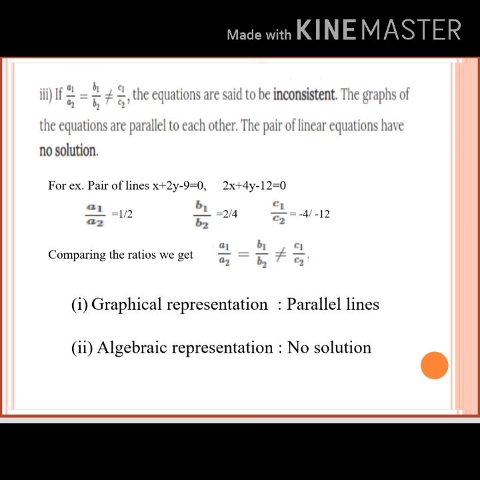Let us take an example for that: the pair of lines x plus 2y minus 9 equals 0 and 2x plus 4y minus 12 equals 0. So a1 upon a2 is 1 by 2, b1 upon b2 is 2 by 4, that is also 1 by 2, and c1 upon c2 is minus 9 upon minus 12. Now comparing the ratios, we get a1 upon a2 equals b1 upon b2, but that is not equal to c1 upon c2. The graphical representation is parallel lines, and the algebraic representation is that they have no solution.